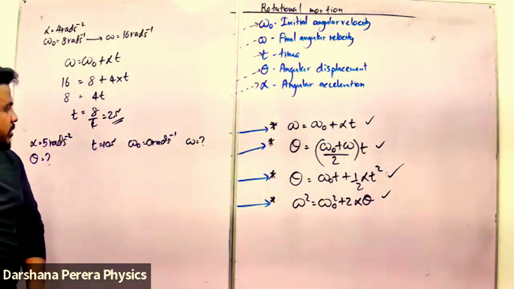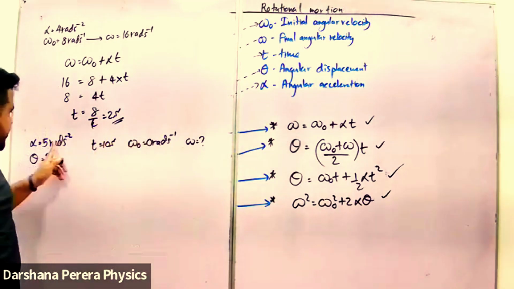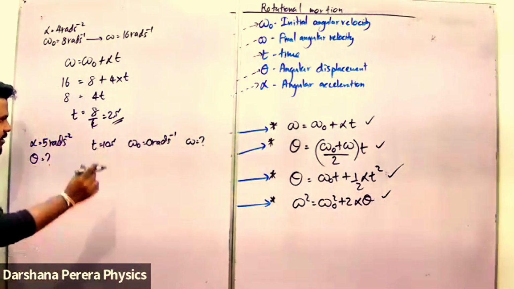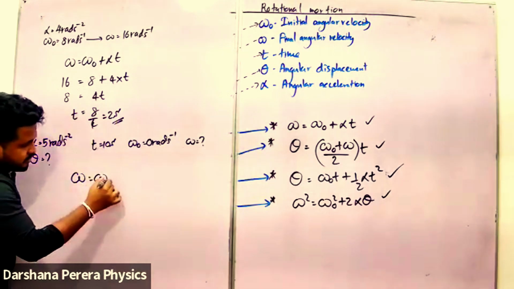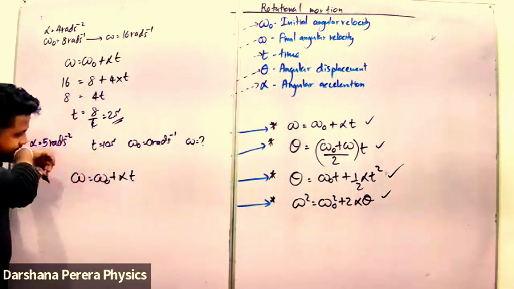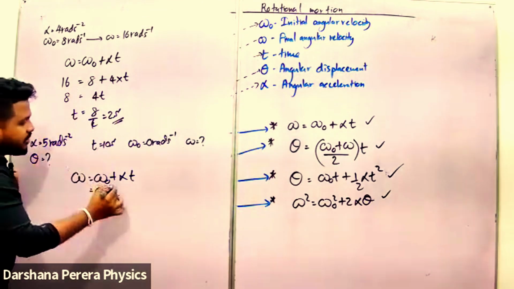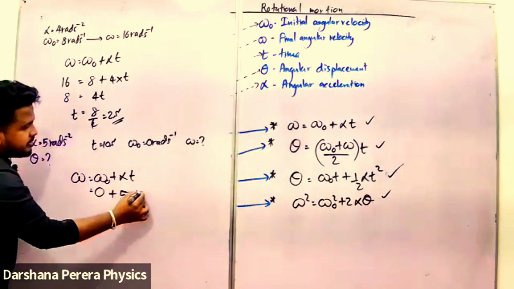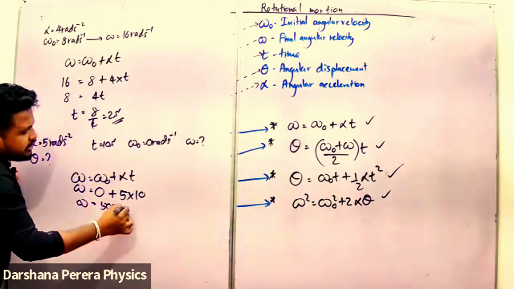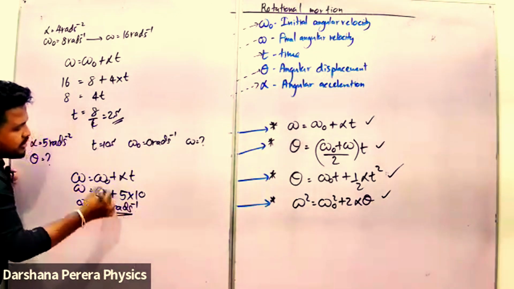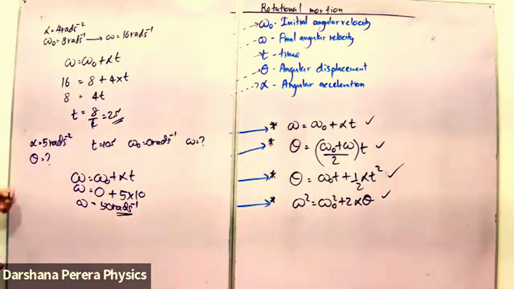We want omega. That means we know these things, then we can apply the first equation. Omega equals omega naught plus alpha t. Omega naught equals 0, alpha equals 5, t equals 10. Omega equals 50 rad s⁻¹. Right. Your answer is correct. Okay.